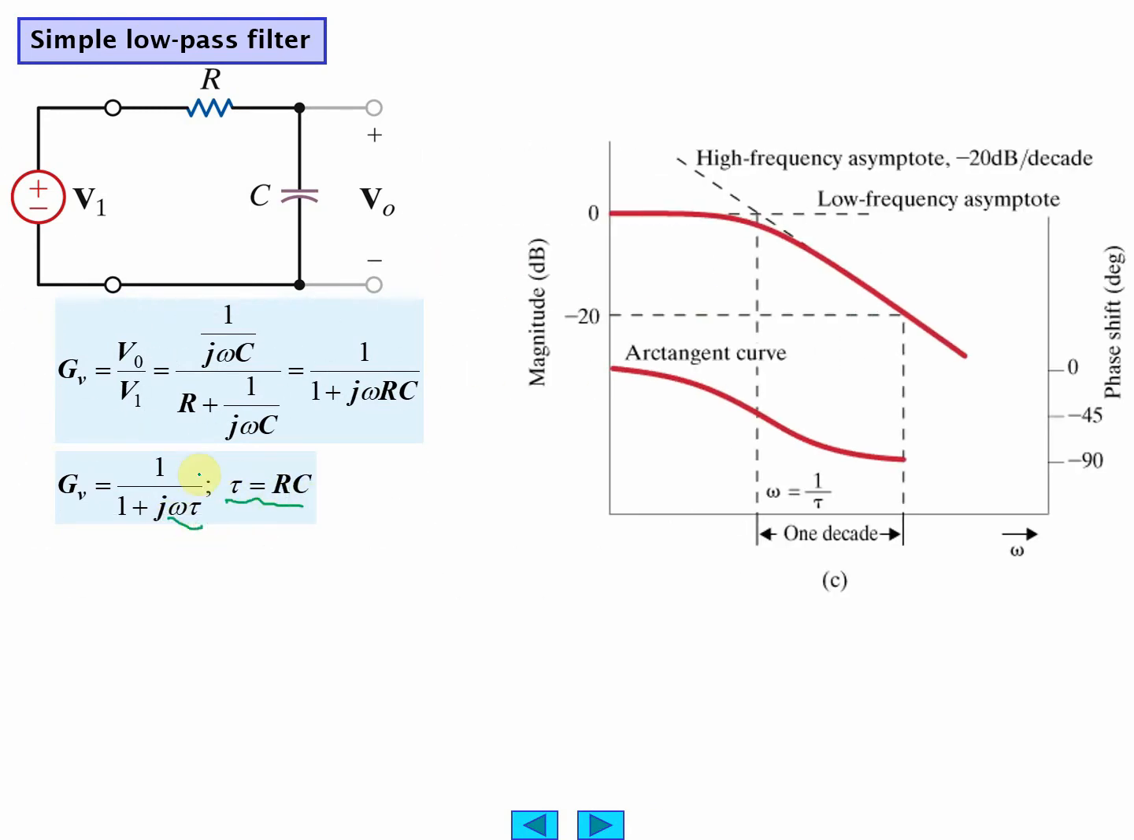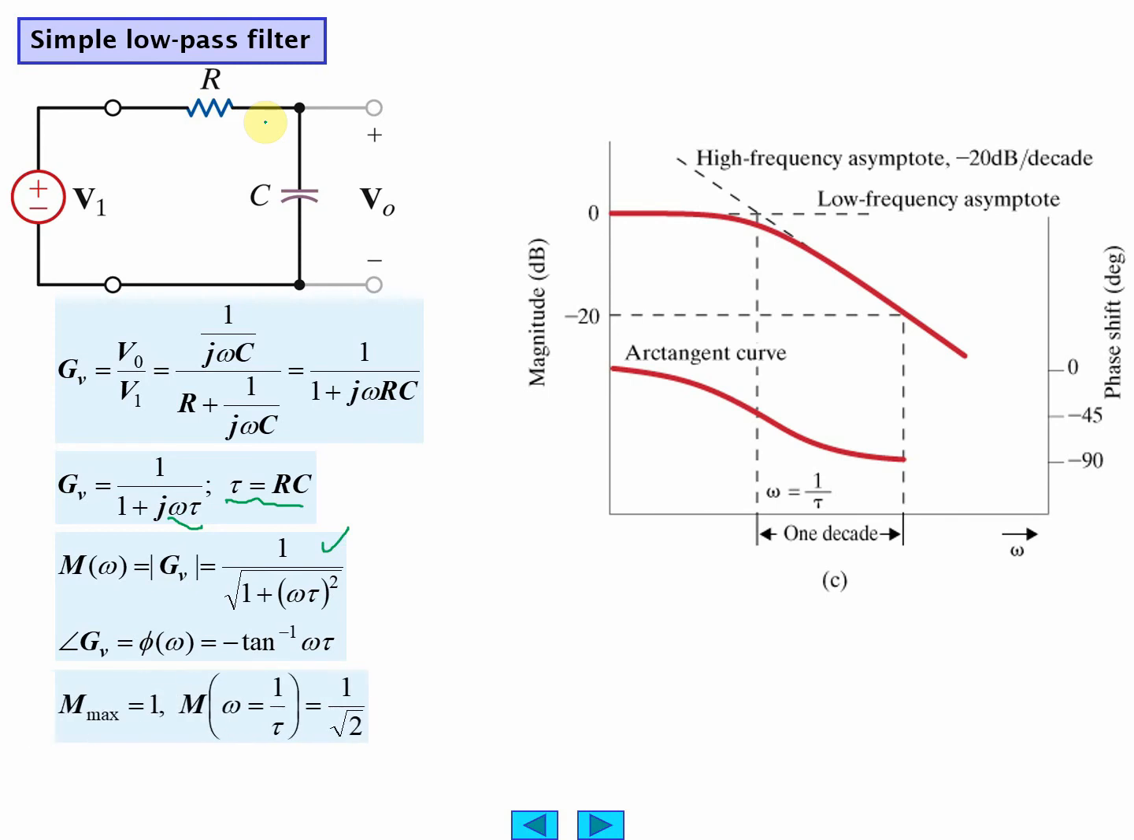So you have one pole at 1 over tau. Omega equals 1 over tau. And you can construct the Bode plot this way. The gain is going to be this. It's going to be less than 1 in all cases. It's passive, no active components. The angle, well, anyway, there's the angle for the circuit.